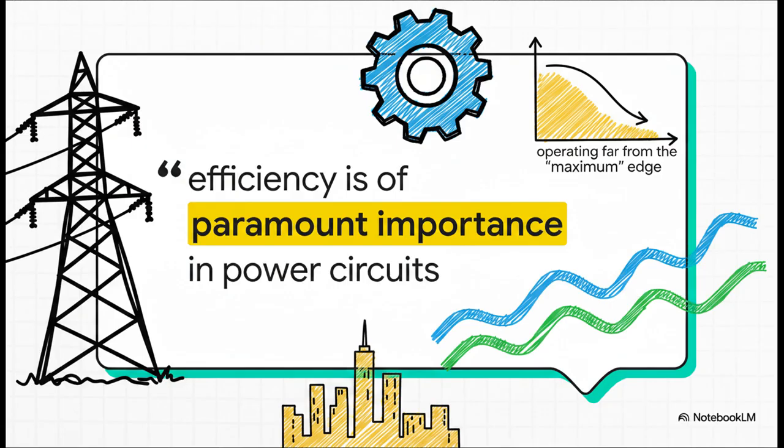See, when engineers are designing those massive power circuits, like the ones that literally run our cities and keep the lights on, they care about longevity. They absolutely prioritize efficiency. So what do they do? They intentionally operate them far, far away from that maximum edge. They regulate the flow so that it's sustainable, not just so it spits out the highest possible immediate output.